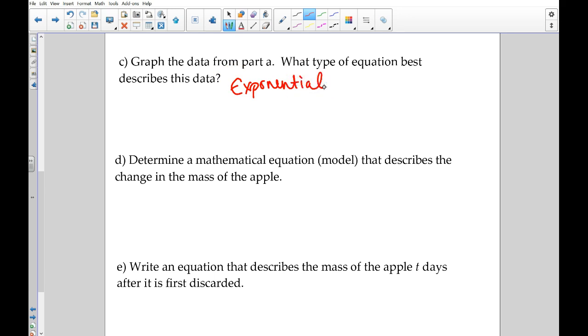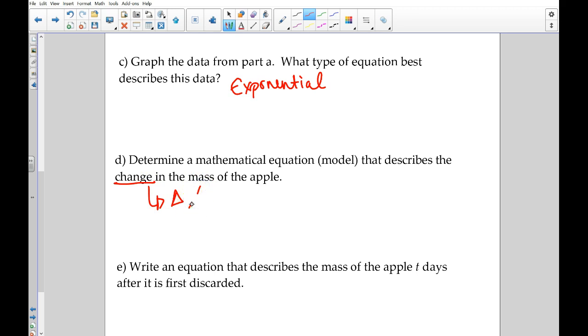Okay, exponentials either increase at increasing rates or decrease at decreasing rates. And you will get some more practice with all this as you continue on. So part D says determine a mathematical equation or a model that describes the change in the mass of an apple.